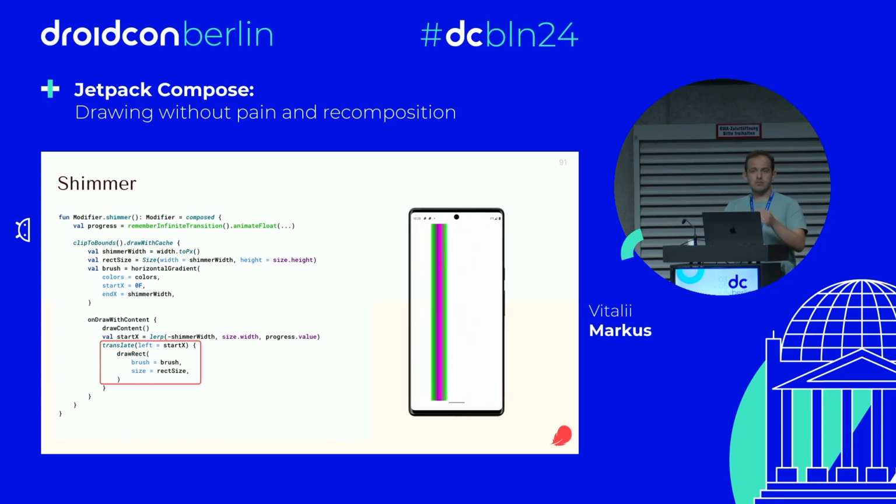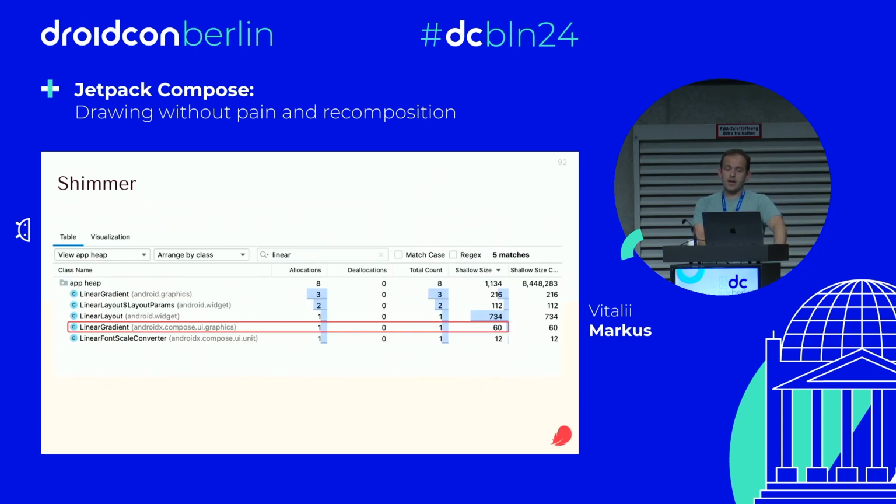Let's check how it affects memory allocation. As you can see on this slide, we create only one instance of the linear gradient in Compose. To be honest, I have no idea why we have 3 instances of the native Android linear gradient, but it's much less than it was before. So I'm quite satisfied with this solution.